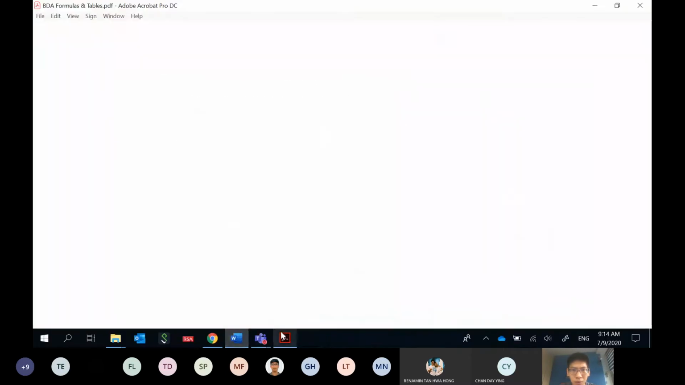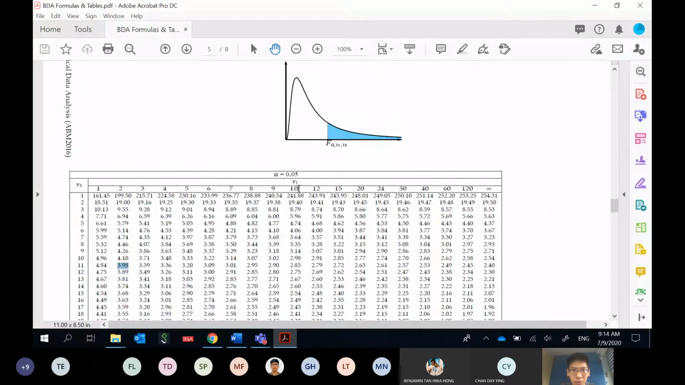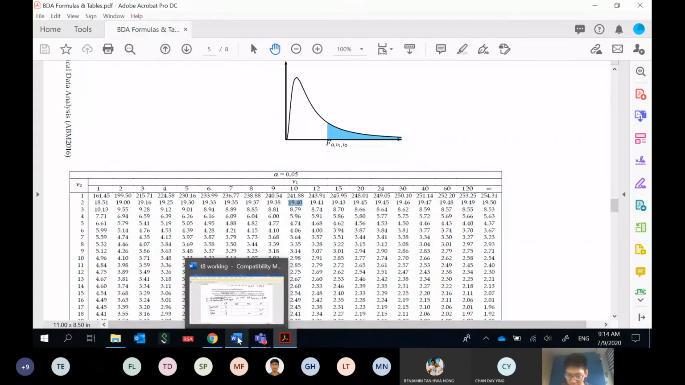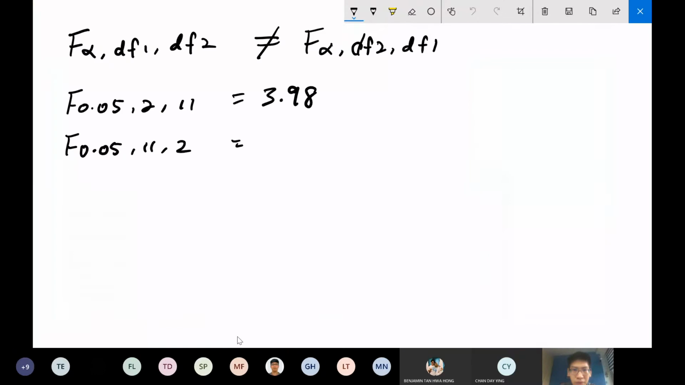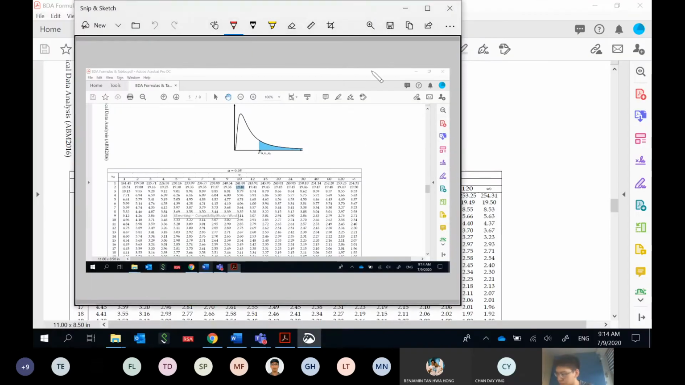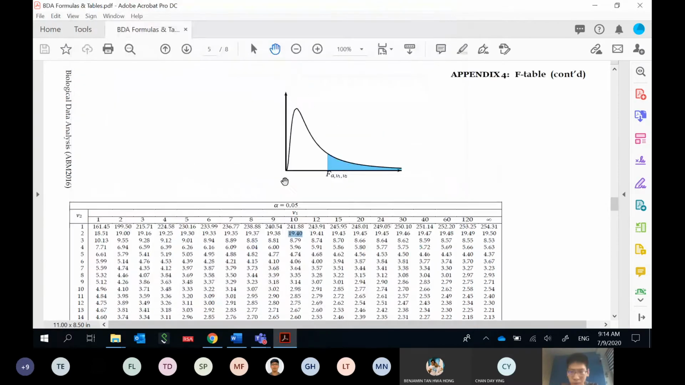Let's go to 11, which is, let's take 10 since you don't have 11, and 2. So it's 19 point something, 19.4 and 19.5, about 19.4. So do not swap these two numbers. You'll get a very seriously wrong answer. And why is there no such thing as a one-tail or two-tail test? Because the F distribution is non-symmetrical.